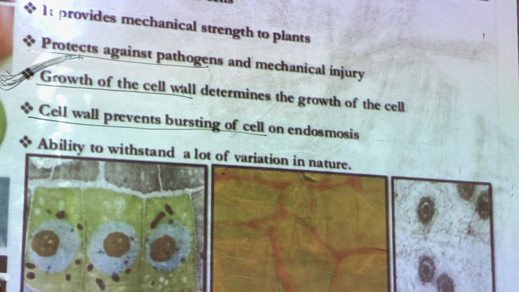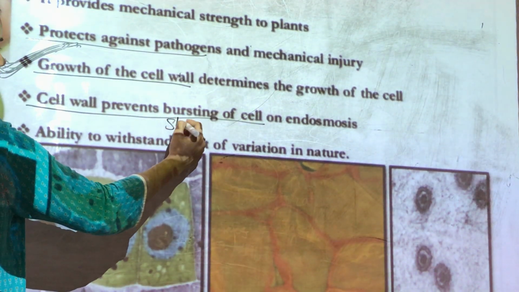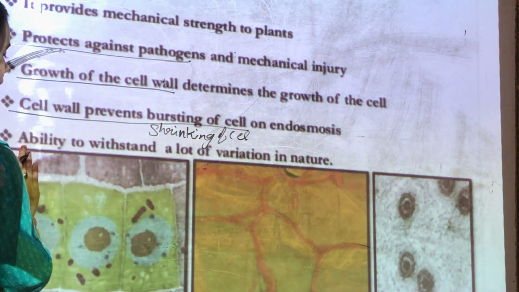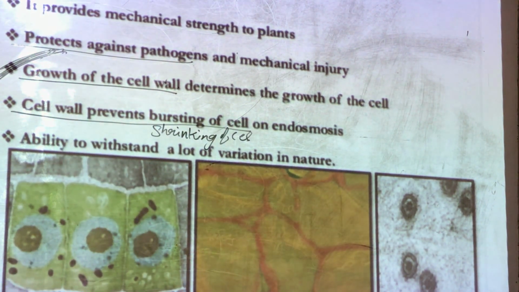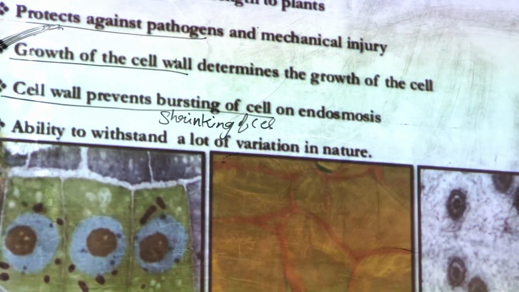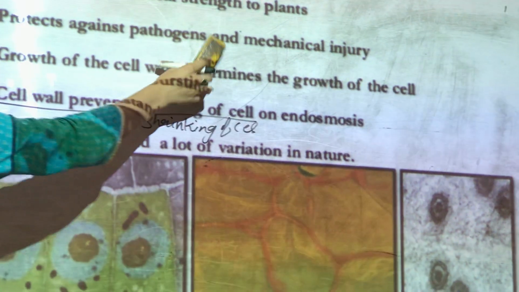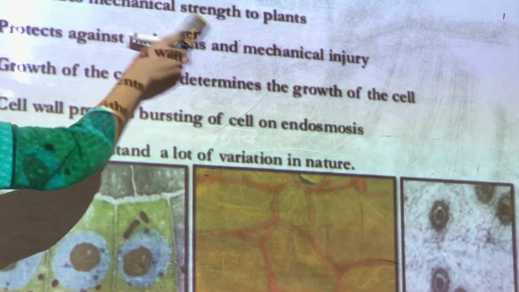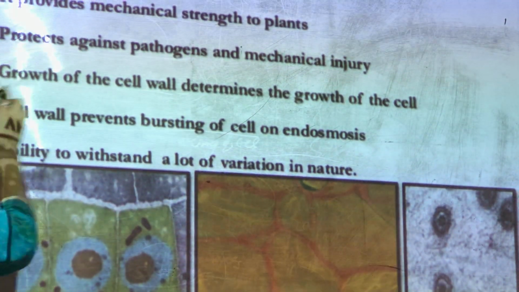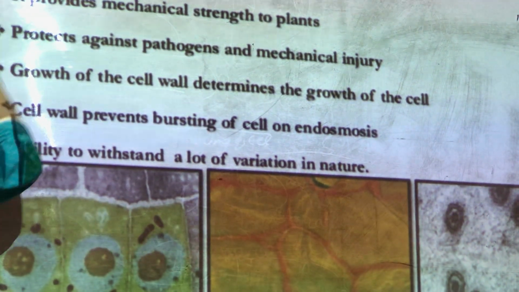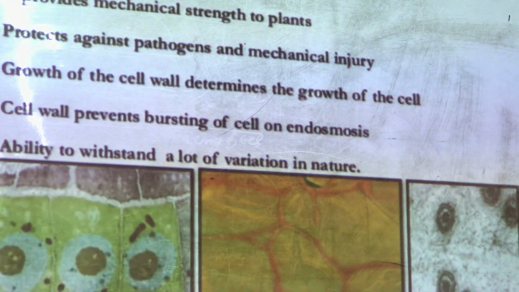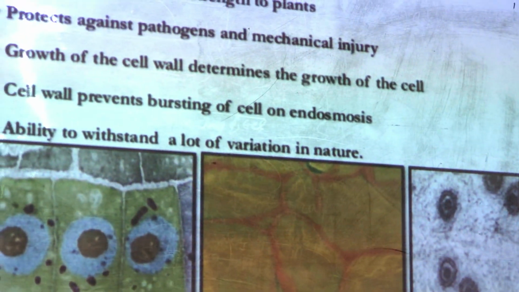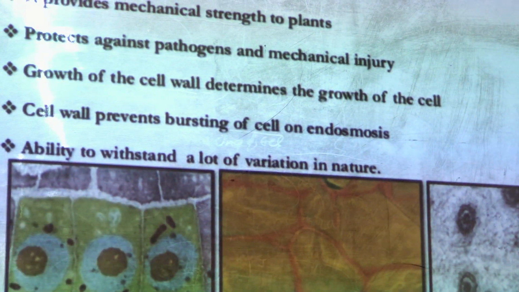Okay, also it prevents the shrinking of the cell. It gives the ability to withstand a lot of variation in temperature. If there is any variation in the temperature, as in the case of cold, when it is snowing, or during the rainy season, you can sit at your home very nicely, but the plants are continuously absorbing that water. So they don't burst, with the help of the cell wall, just because of the cell wall.